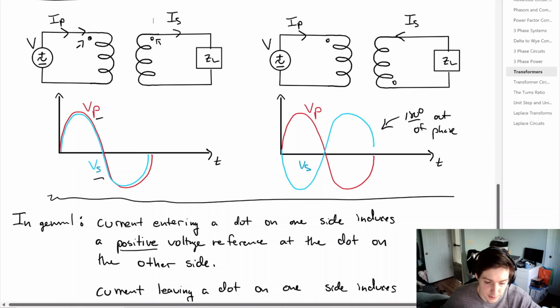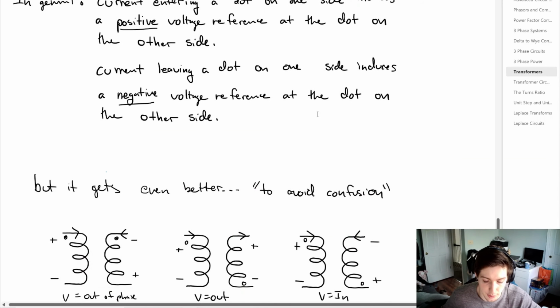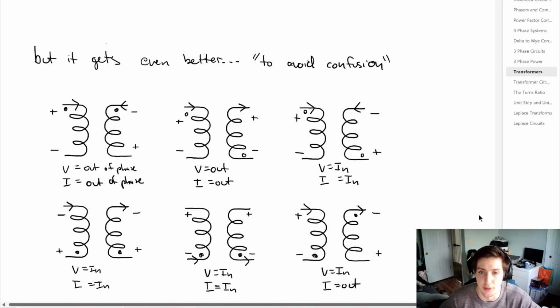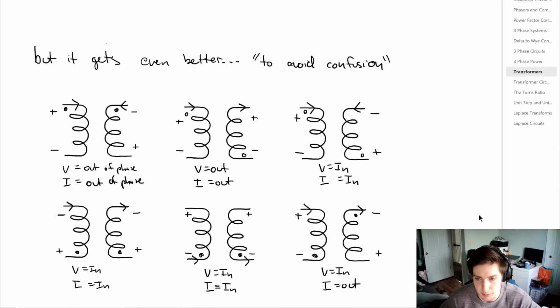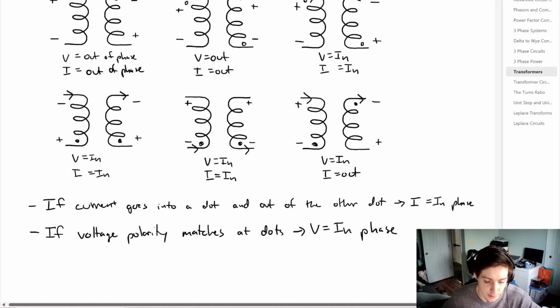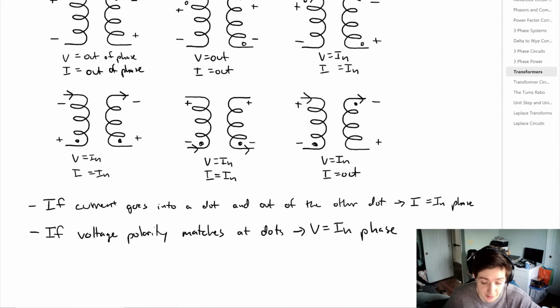Now, this convention is very nice for these two situations, but sometimes you have problems labeled with polarities and currents in all sorts of directions and dots in all sorts of directions. So we're going to try to avoid confusion and simply have 6 examples, which should get most of the problems, if not all the problems that we look at, to be evaluated. So from all of these 6 combinations, there's a few things that you can take away. There's 2 rules, and that should give you the general notation for how to do the analysis. And those 2 rules are as follows. If the current goes into a dot on one side and out of a dot on the other side, it's in phase. And if the voltage polarity matches at the dots, the voltage is in phase.